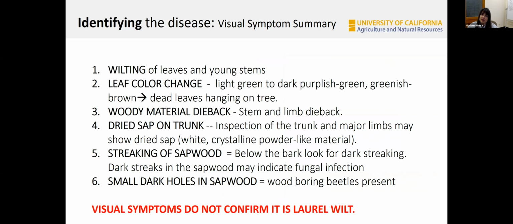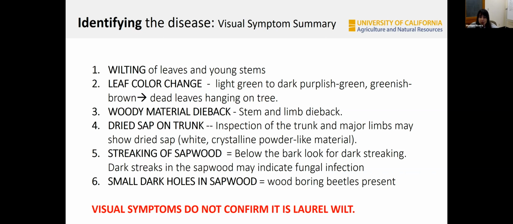So when it comes to identifying the disease, this is a list I made up of what I think is a visual symptom summary. First, the wilting of the leaves and young stems. It will primarily happen in the youngest tissues, because the plant is trying to move nutrients to those places so that they can grow. And what that means is those are not getting enough of the nutrients because the vascular tissue has been disturbed. Secondarily, the leaf color changes as it lacks nutrients. You'll see dark purplish green and greenish brown, and then eventually dead leaves hanging on the tree. The woody material will also start to die back. So stems and limbs will go individually, first by way of wilting and then being completely dead.